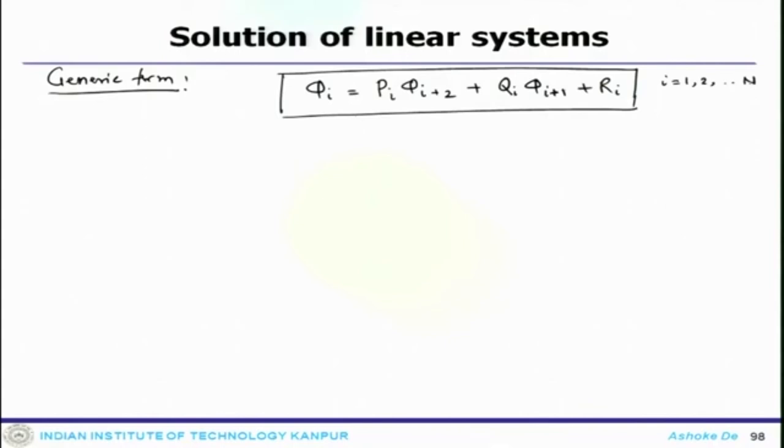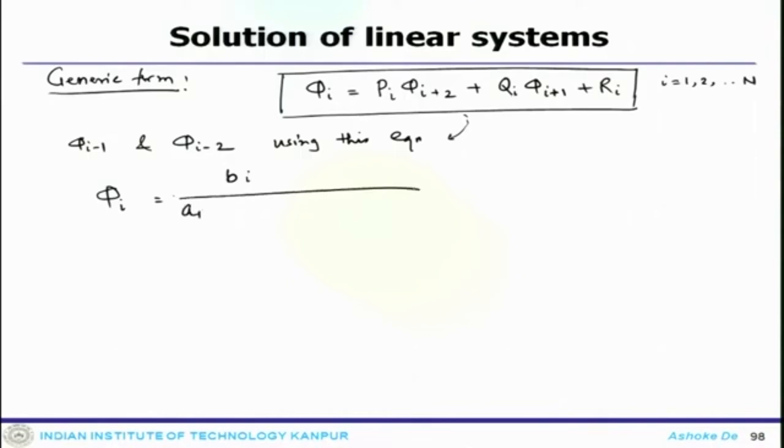Now, you compute phi I minus 1 and phi I minus 2 using this equation. So essentially using this you compute that. And then from there you obtain phi I equals, it would be B I, with a minus sign sitting there, over A I plus E I P I minus 2 plus D I plus E I Q I minus 2, Q I minus 1, phi I plus 2.